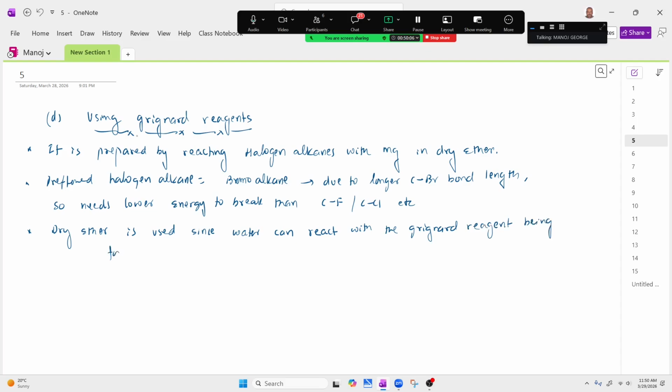So that's the issue. You want to keep the Grignard region completely dry. You don't want to bring water anywhere close to it, because the moment it is formed and you have water somewhere close to it, that's going to convert it into something else, and you don't want to do that. So that's the reason why dry ether is used. It basically makes sure there is absolutely no water.